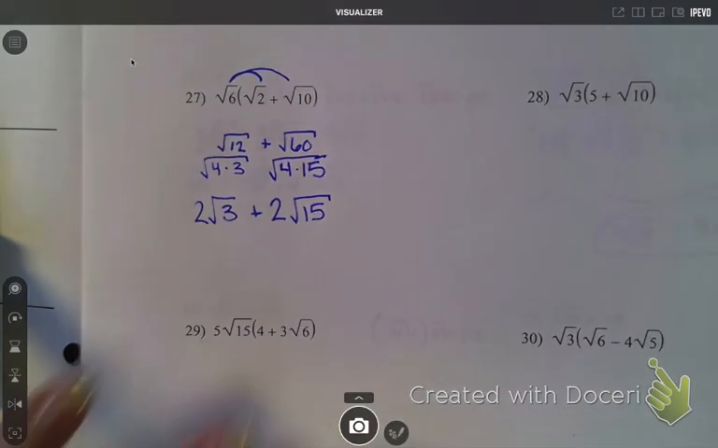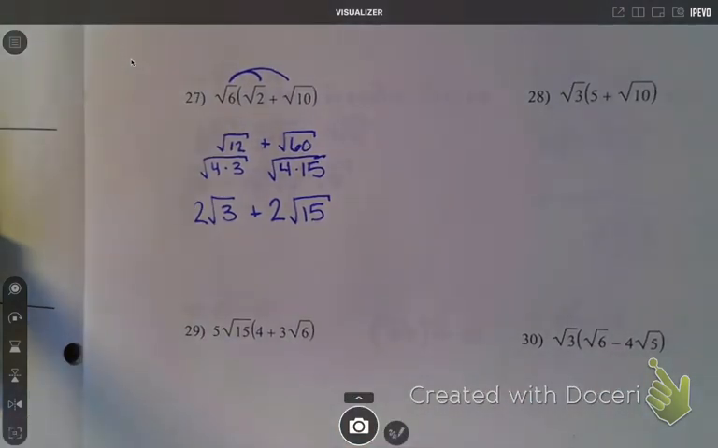Now, can I do anything in there? Can we add those two things? No. Why? Because the radicands are not the same. You're done. If you can add them, add them. If you can't, you're done. So we just put no? No, that's your answer.